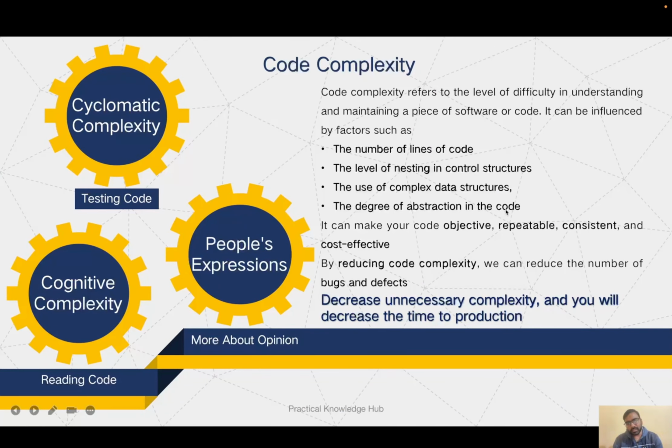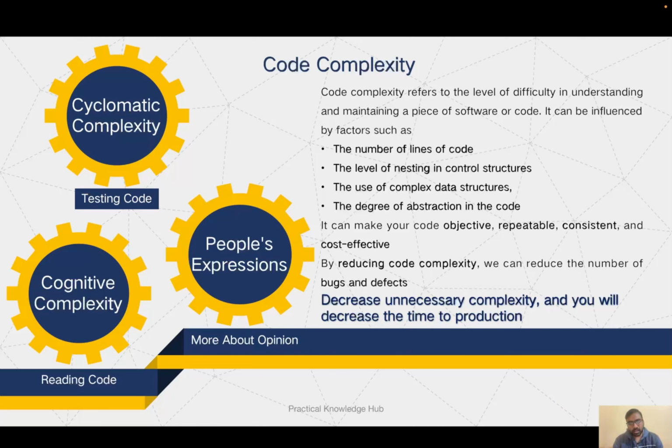Basically, code complexity refers to the level of difficulty in understanding and maintaining a piece of code. It can be influenced by factors such as the number of lines in the code, number of nested loops, data structure, abstraction, etc. In daily life, if you are a software developer, you are dealing with pieces of code. If the code is very complex, if the file is too lengthy, then we do not like to work with these kinds of files unless it is very necessary.